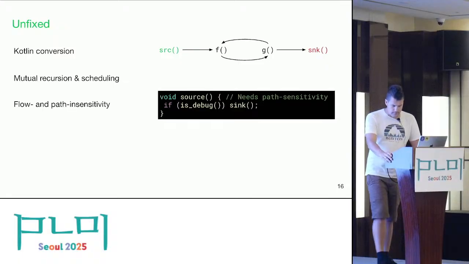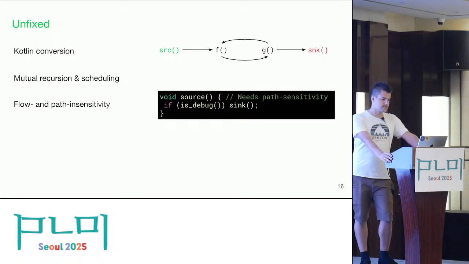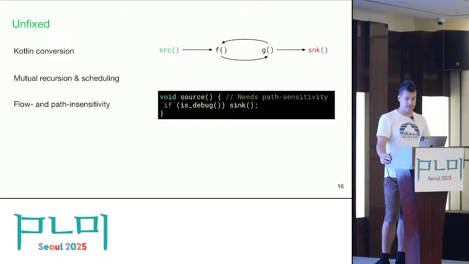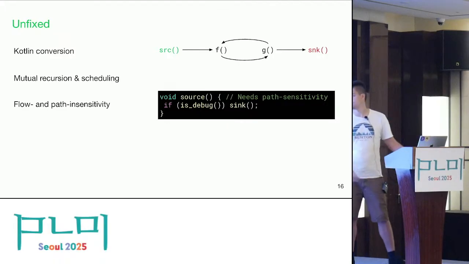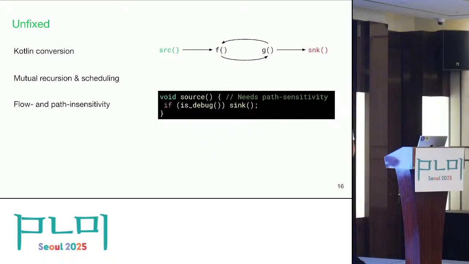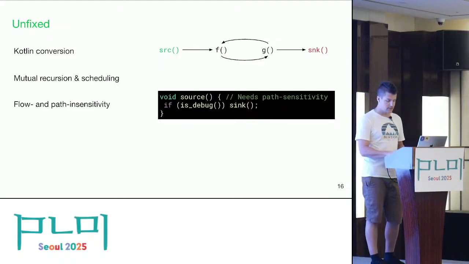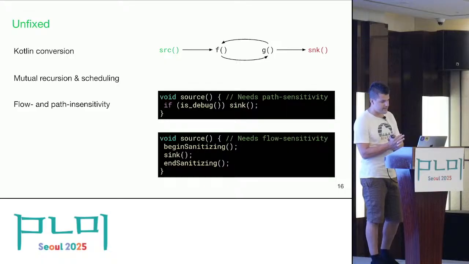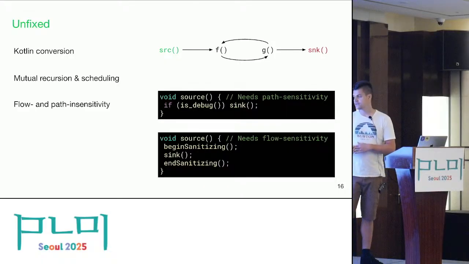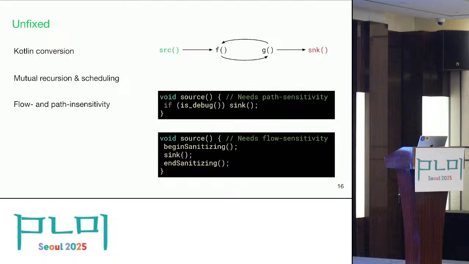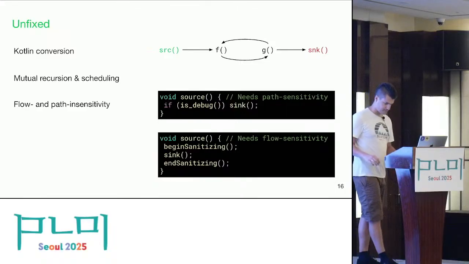And finally, some other false positives were related to flow and path insensitivity. For example, we have seen instances where a call was guarded by some flag which was only enabled in debug builds. So these were false positives. And we have also seen examples where we would have needed flow sensitivity, where the sanitization happened in a way where developers called a particular function to start a block which they considered as sanitized, and then finally they called another function to end this.